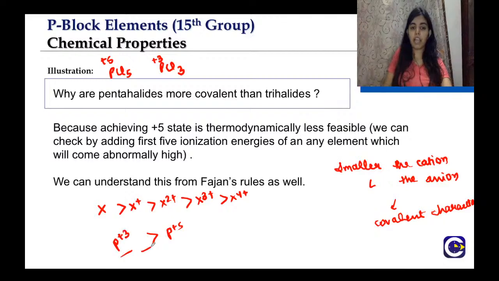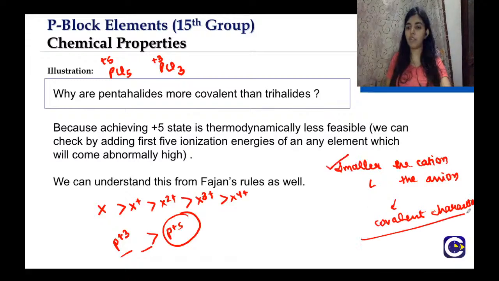This means that the size of the cation in case of pentahalides is smaller than the size of the cation in case of trihalides, and we already know that smaller the cation, greater is the covalent character according to Fajan's rule. So here P+5 is smaller than P+3, and therefore it is having a more covalent character. Is it clear now?